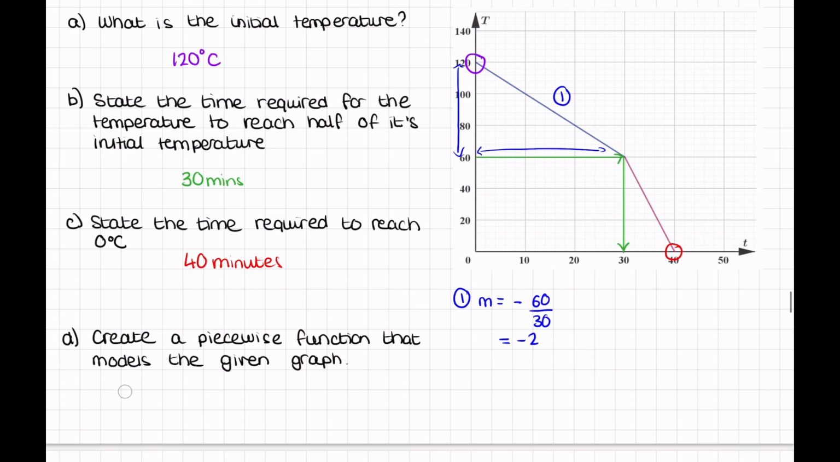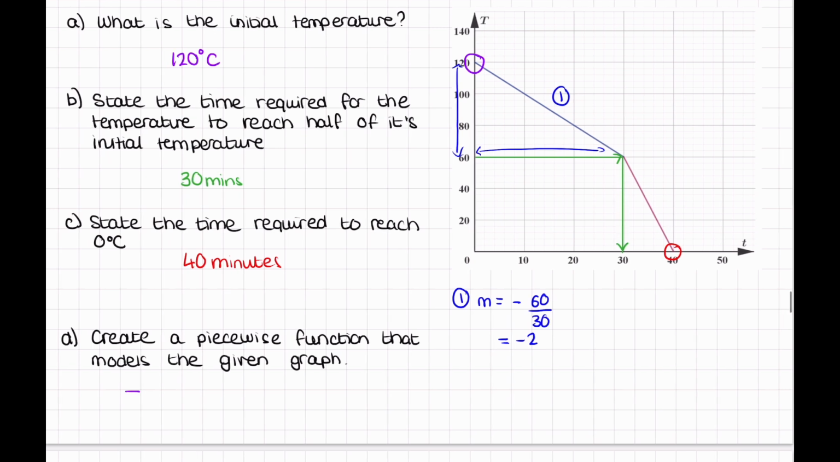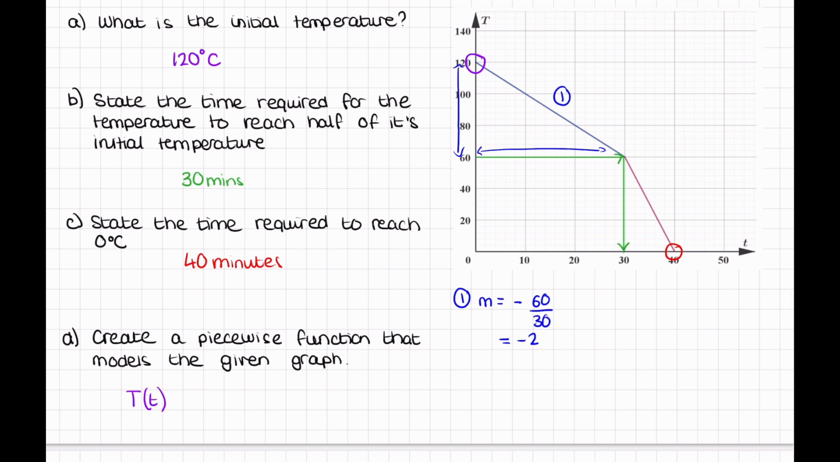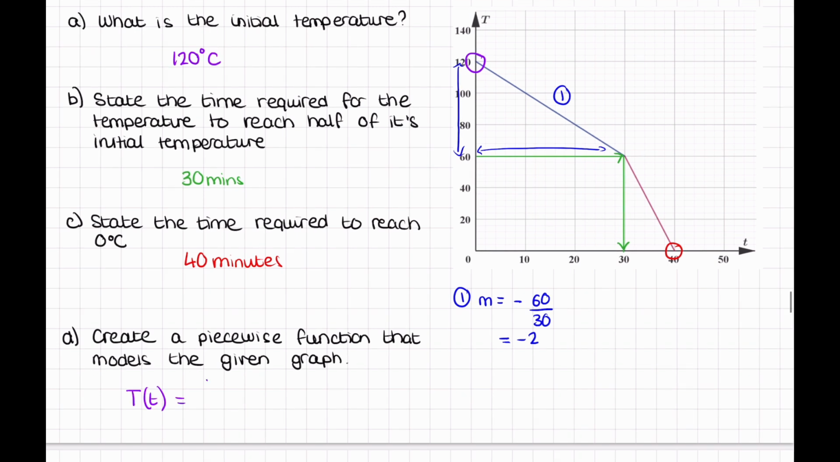This piecewise model will have capital T, because that's our y, little t in the brackets, because that's our x value, equals. We do our nice little long brackets. That first equation will be -2t, because that's our x variable, plus 120, because that's the y-intercept. The domain of this equation is from when t equals 0 all the way up to when t equals 30.